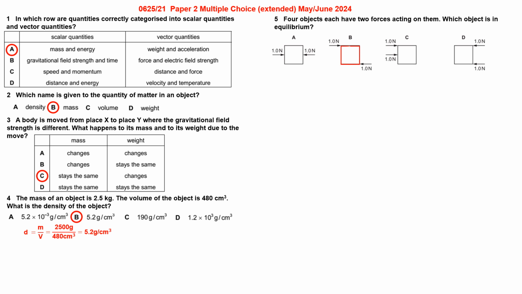In figure B, the forces cancel each other out, resulting in translational equilibrium. However, rotational equilibrium is not achieved. In figure A, the forces applied are equal and opposite to each other. The forces cancel each other out, bringing the body to equilibrium.